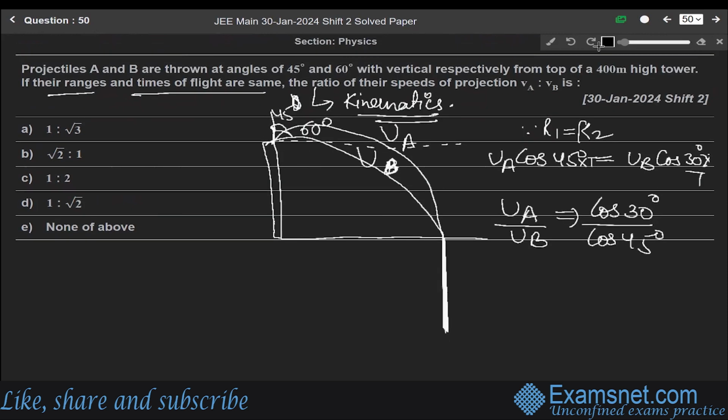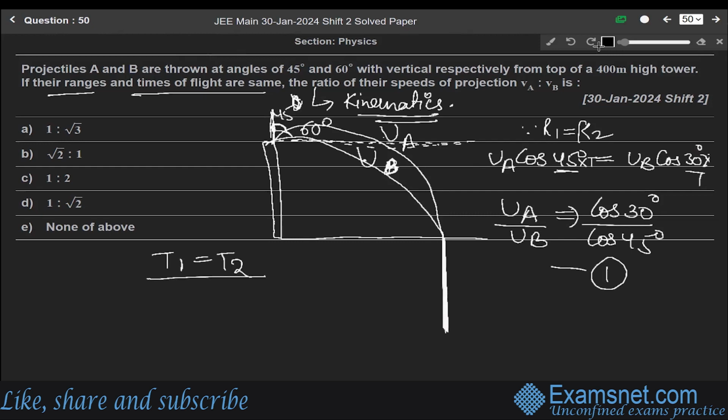We have to write cos 30 here and cos 45 since the projectiles A and B are making an angle of 45 degree with the vertical. So the range angle is calculated with the horizontal, na? So if it is making 45 degree with the vertical, so with the horizontal it is making 90 minus 45 means 45. And if it is making 60 degree with the vertical, so with the horizontal it is making 90 minus 60 means 30. So UA over UB will be cos 30 over cos 45. Okay. Now, if T1 is equals to T2, okay.